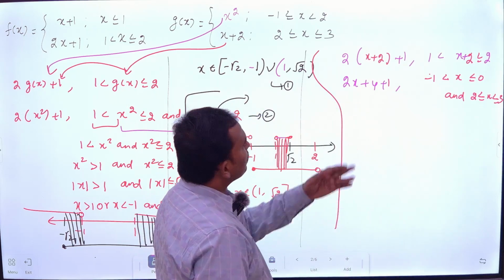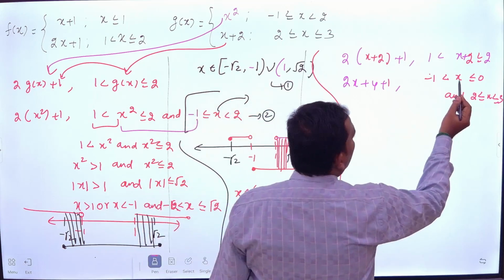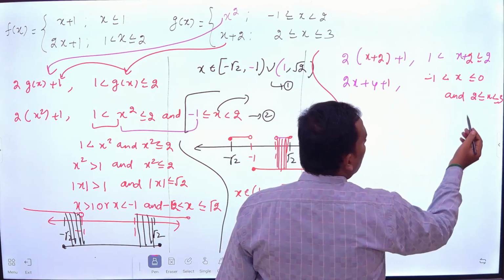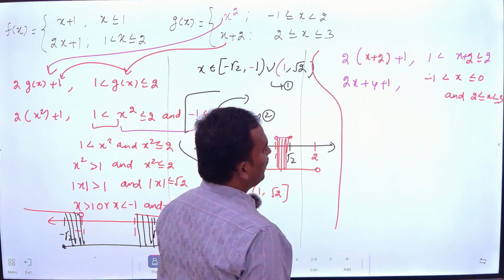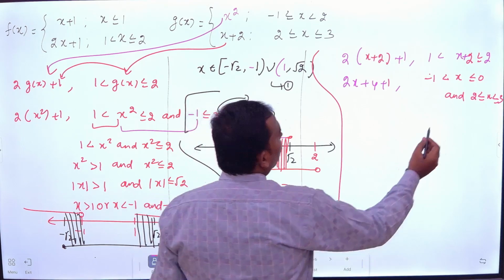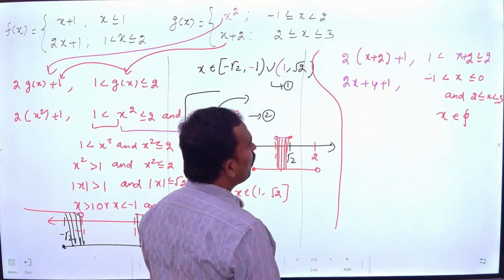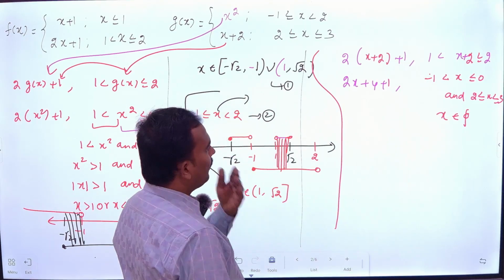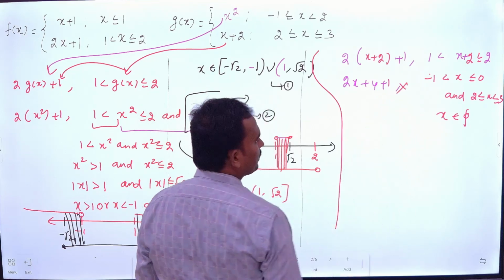Is there any intersection available here? No, there is no intersection. You can see x will be minus 1 to 0, but here x is 2 to 3. It's more than 2, right? It's not possible. Therefore, x belongs to the empty set. There are no common elements, right? Okay. Therefore, you want to define this function, right?